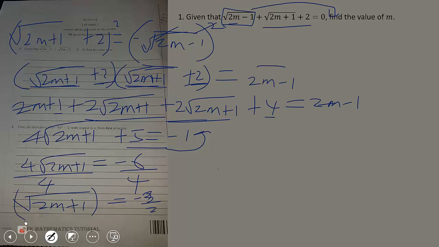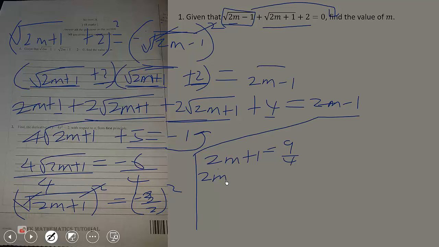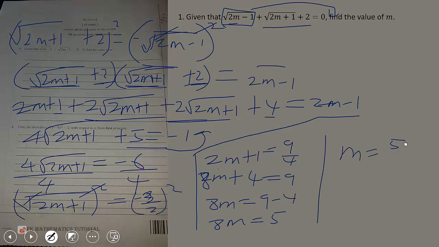Now we can square both sides to remove the square root. So squaring both sides, this will now cancel this. We have 2m plus 1 is equal to 9 over 4. So we can multiply through by 4 to get 8m plus 4 is equal to 9. So we have 8m is equal to 9 minus 4, so 8m will be equal to 5. Therefore, dividing both sides by 8, we get m equals 5 over 8.